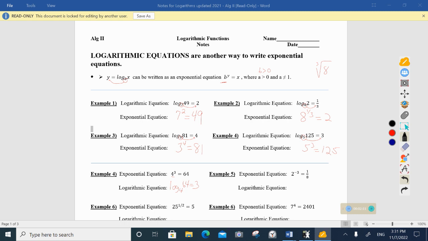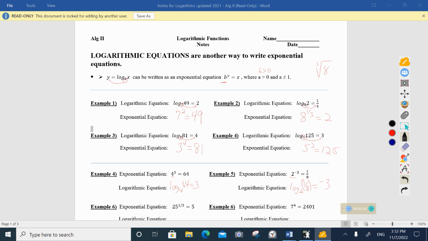In example 5, the base is 2. So we're going to have log base 2 of 1/8. I like to put my fractions in parentheses like that. But log base 2 of 1/8 equals negative 3. Ooh, my handwriting. Wow.